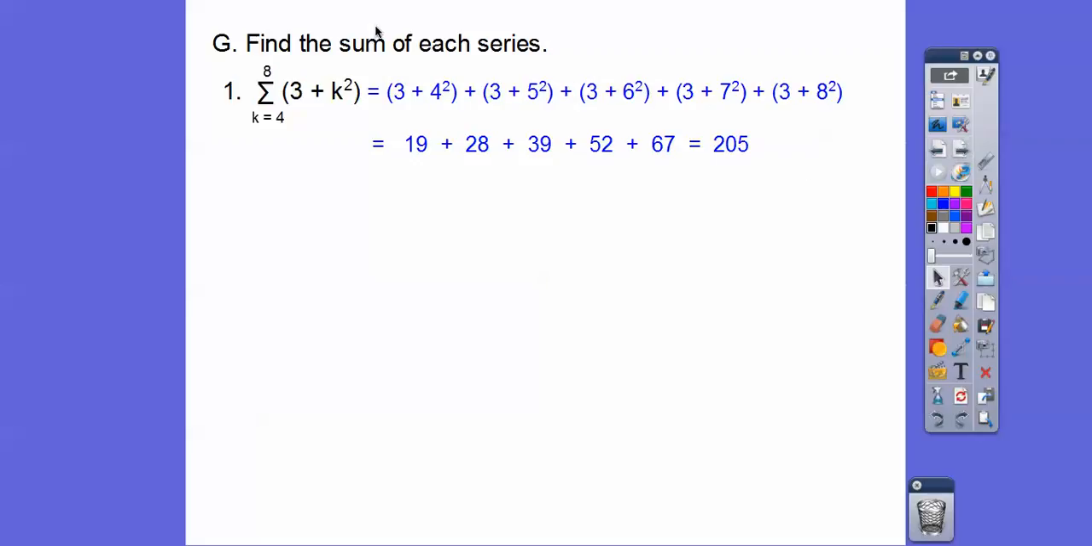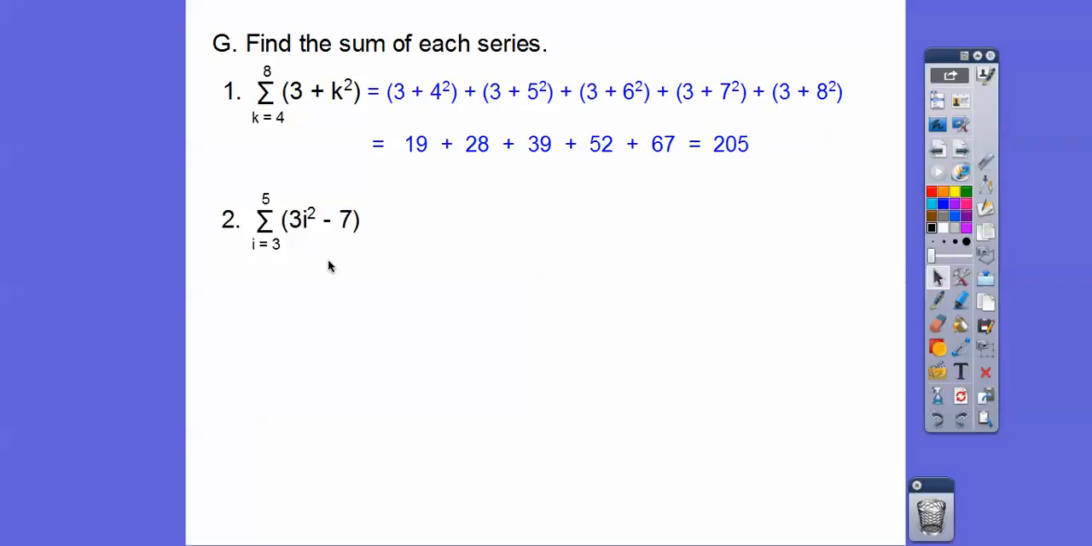Okay, and it said find the sum. So we're going to go ahead and do 3 plus 4 squared. We got to do the exponent first. 4 squared is 16 plus 3 is 19. 5 squared is 25 plus 3. 36 plus 3. 49 plus 3, and so on. So those all add up to 205. We'll show you some shortcut formulas here in just a second.